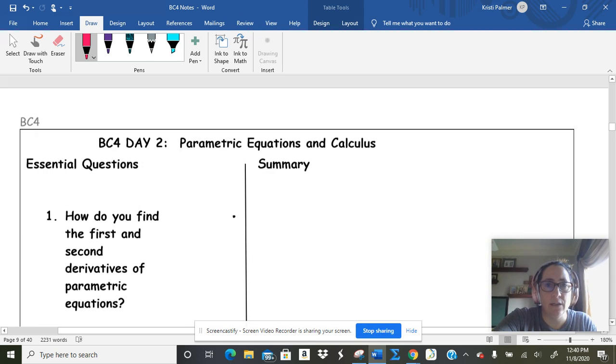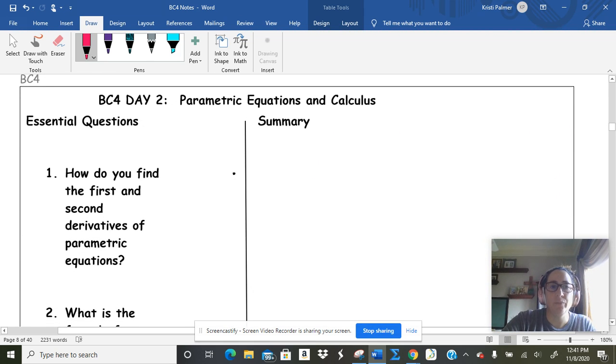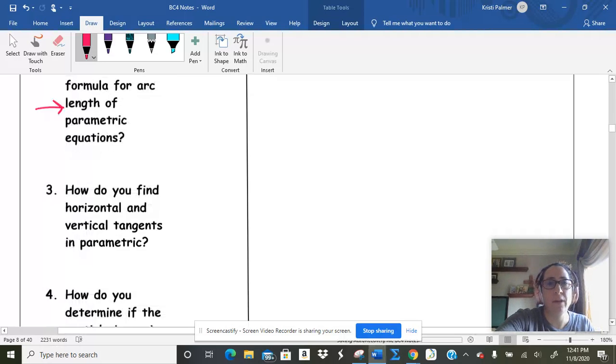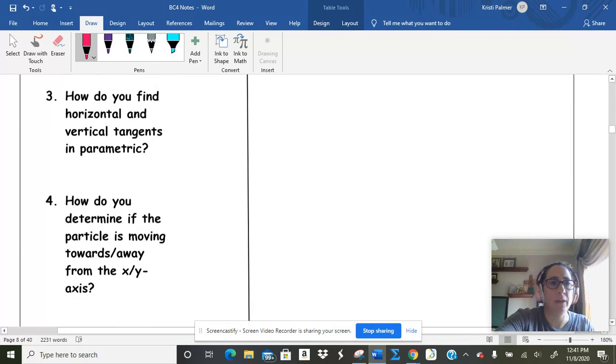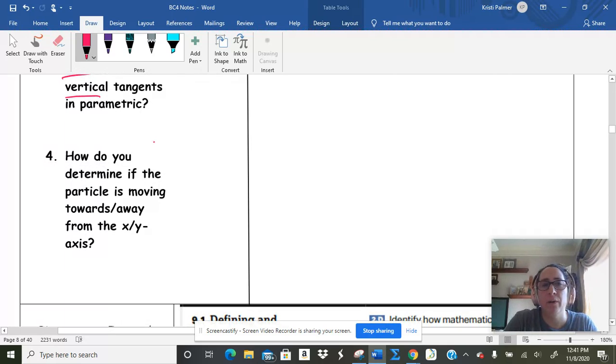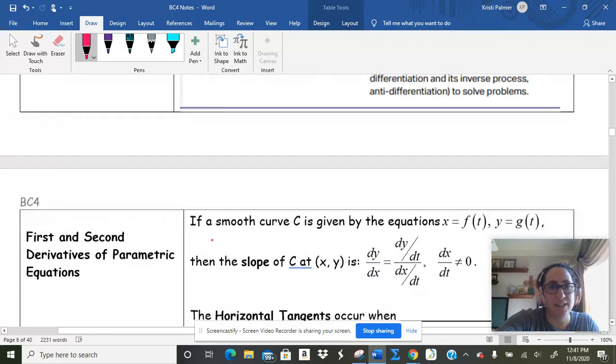Okay, so today we're going to do a little bit more with parametric. We are going to now find a second derivative. So we've already learned about the first. We have a new arc length formula. So we know that from the original and rectangular. We're going to find horizontal and vertical tangents. And we're going to talk about if the particle is moving towards or away from the x-axis or towards or away from the y-axis. Fun times.